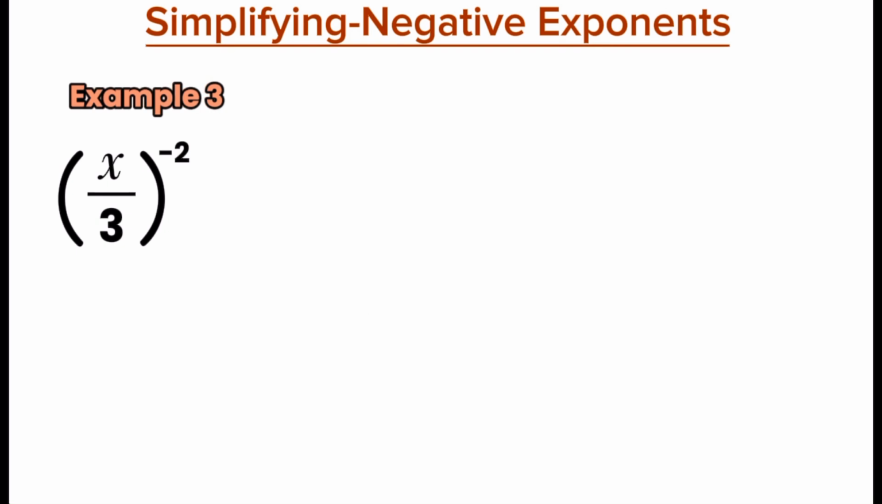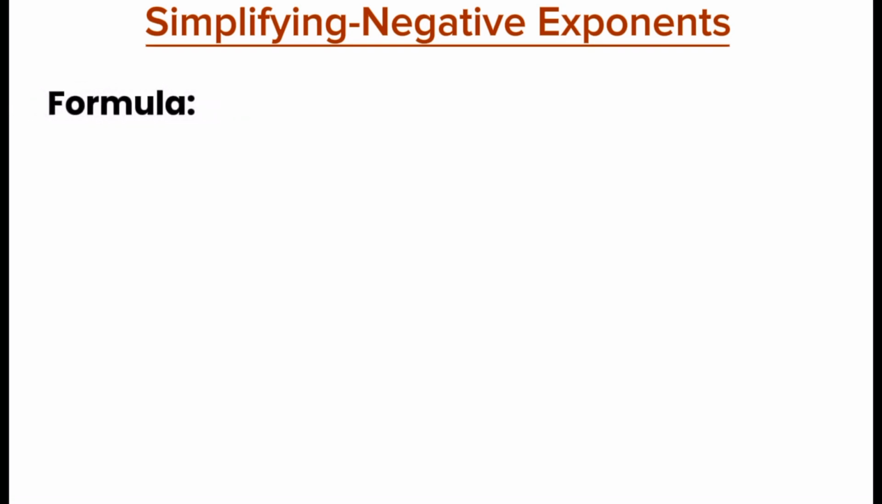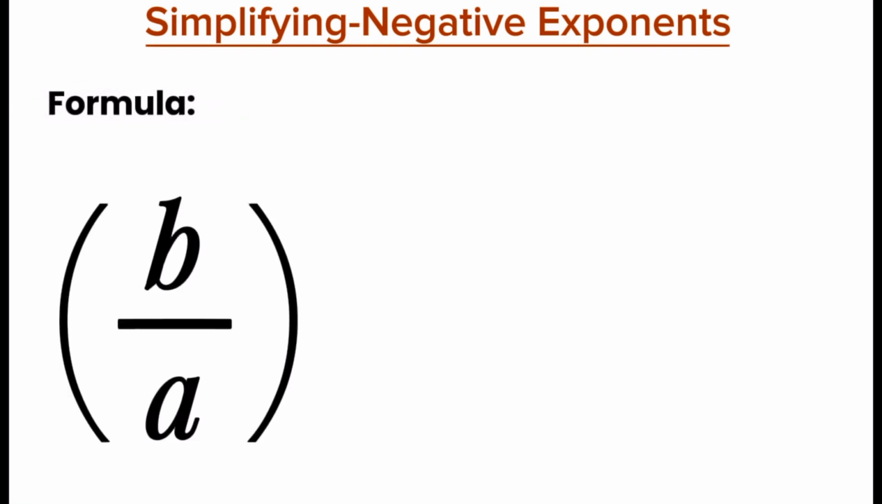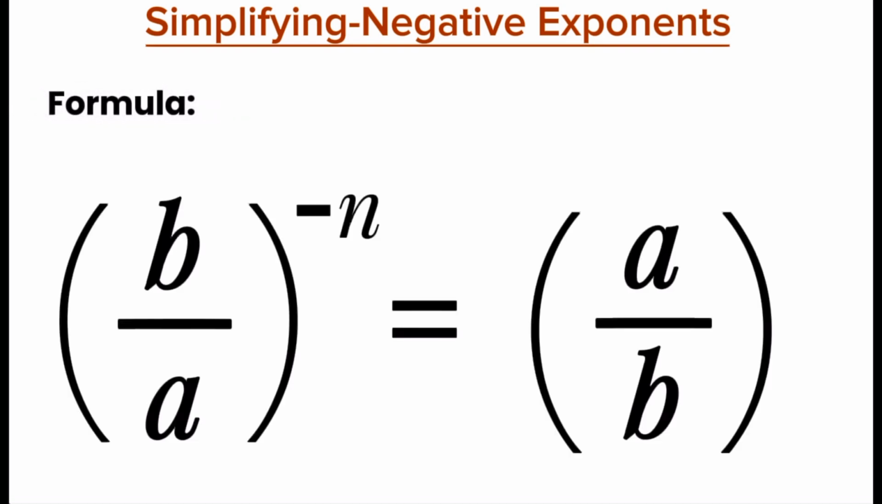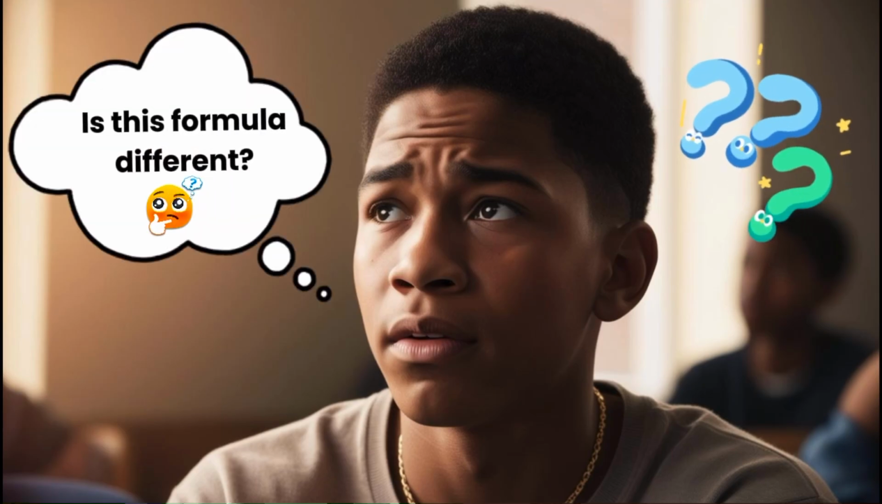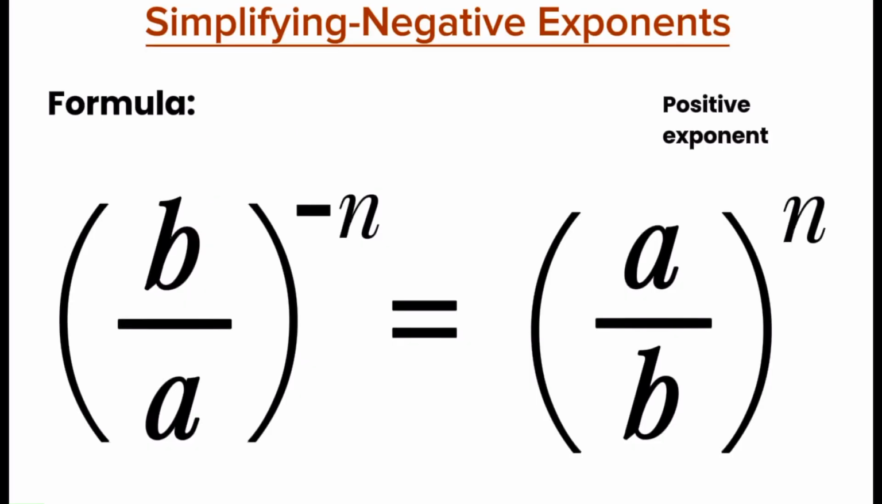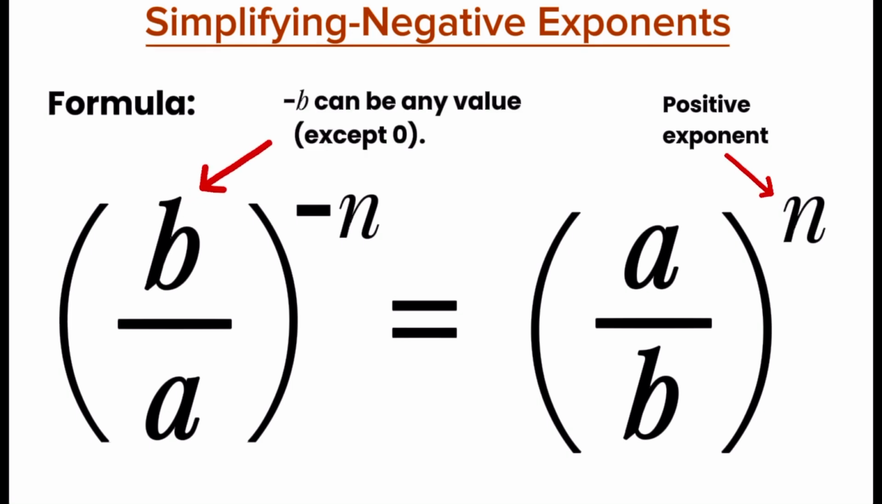Now here we have x over 3, all to the power of negative 2. The formula in this case is b over a to a negative exponent is flipped to equal a over b to the positive exponent. Now don't be confused. It's pretty much the same thing as the previous formula. The only thing is, b can be any value, not just 1.